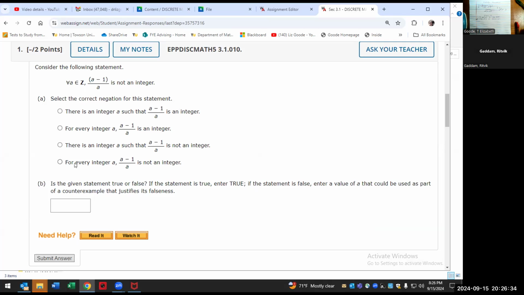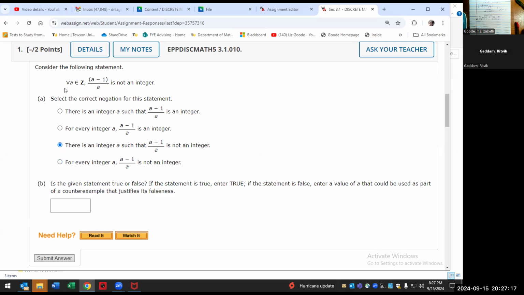But D is a for all statement. It says for every, but the original D as in dog. B, no, D as in dog. You're saying that's the correct negation? Yes. No, it's not, because it's universally quantified. It says for every integer a, but the original statement was for all integers a. They can't have the same quantifier. The negation has to be one of these two, because the negation has to be a there exists statement.